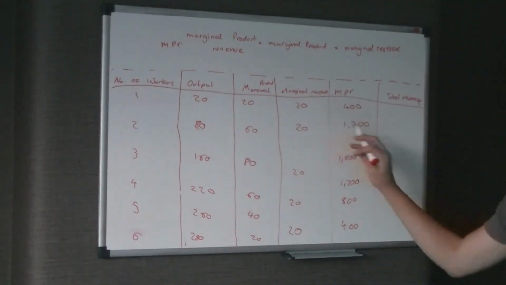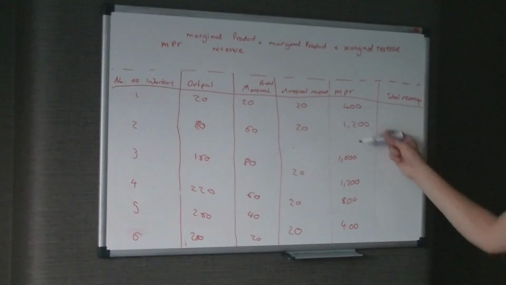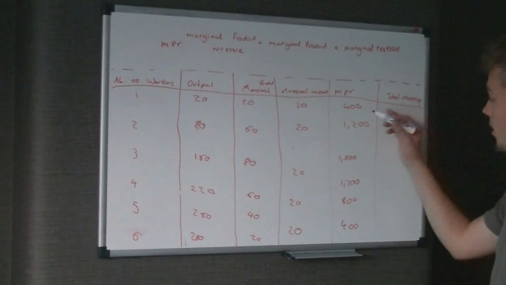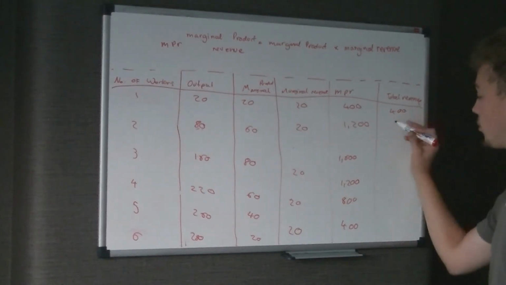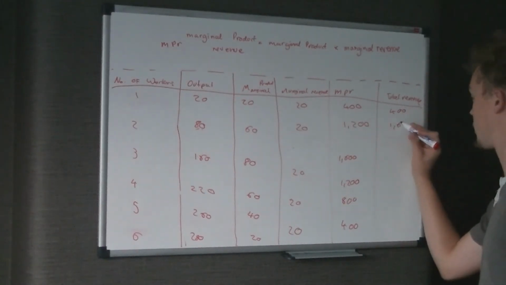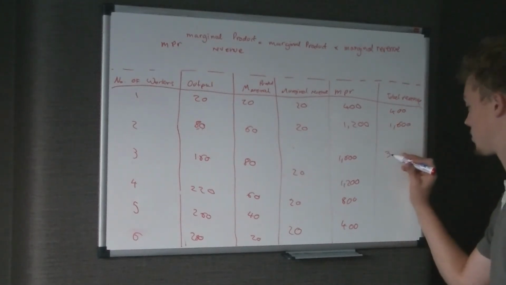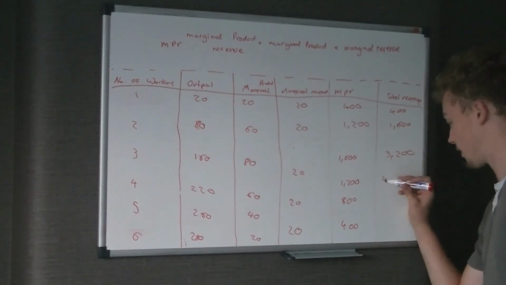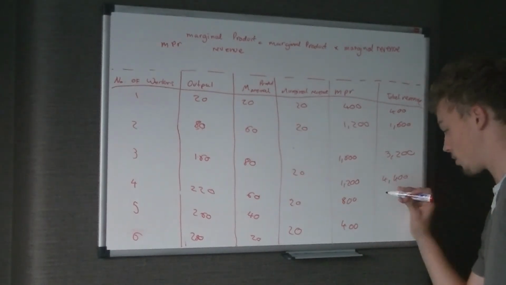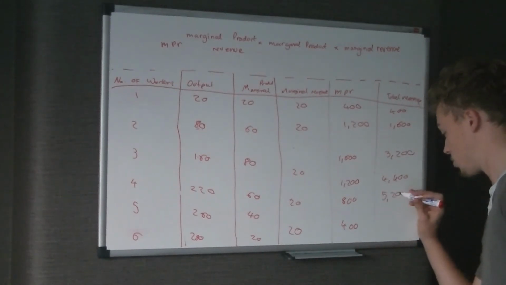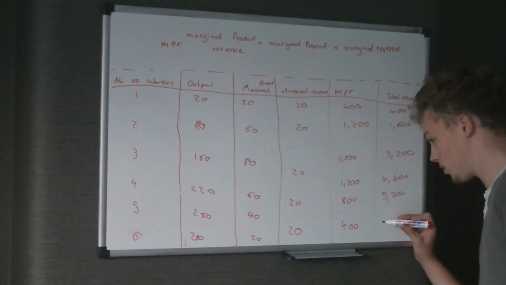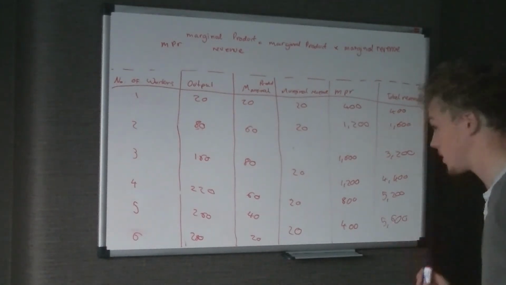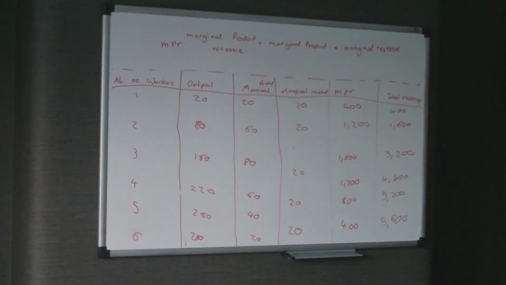Total revenue is just the cumulative sum of the marginal product revenue, because the marginal product revenue is the increase in revenue from adding one extra worker. So it's 400 initially, and then 400 plus 1,200 is 1,600, 1,600 plus 1,600 is 3,200, 3,200 plus 1,200 is 4,400, and then at 5 workers it's 5,200, and at 6 workers it's 5,600. Okay, so that's the table sorted.